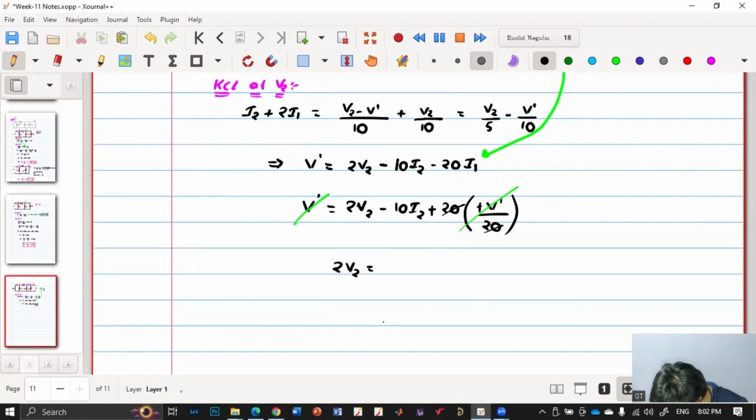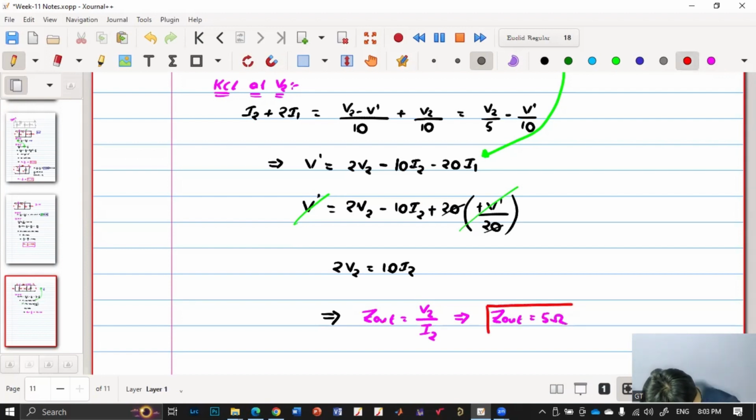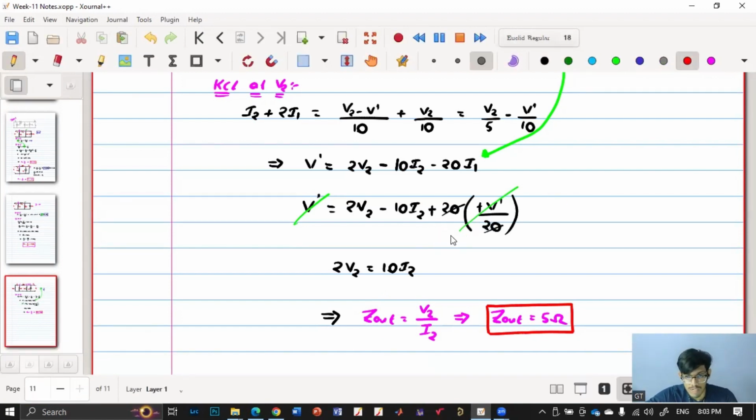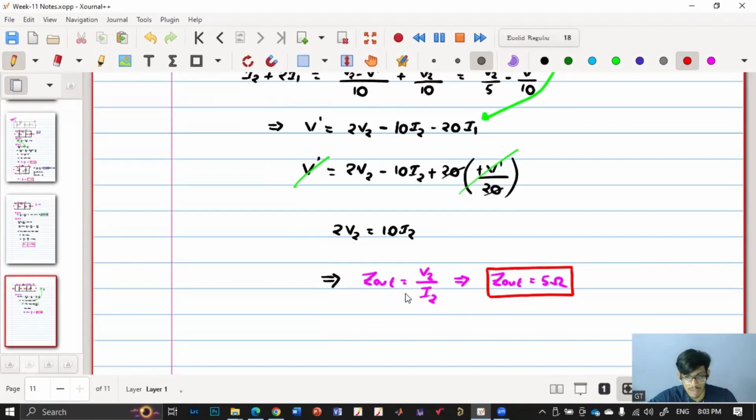2V2 is equal to 10I2, and now we need Z out is equal to V2 by I2. That implies Z out is equal to 5 ohms. Got it? So we just needed an equation in terms of V2 and I2, and fortunately we got it directly because one of these terms got cancelled.